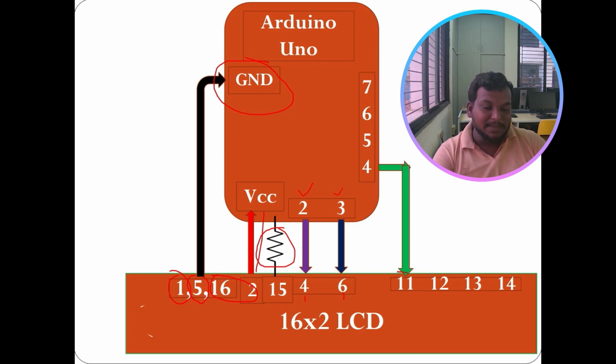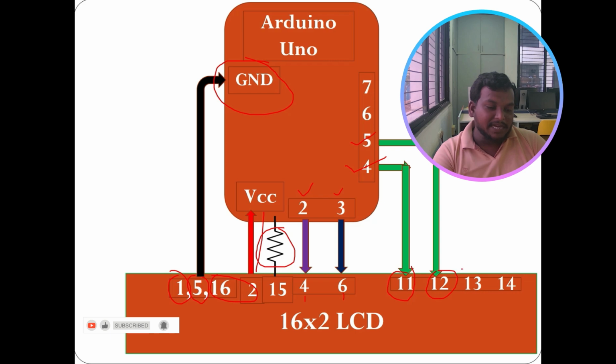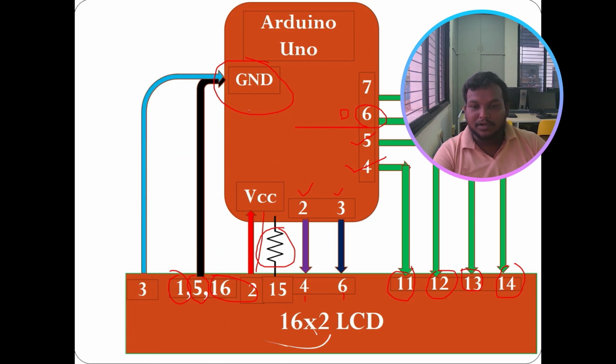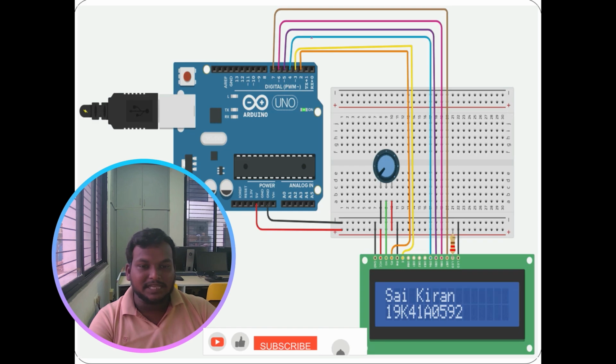So LCD pin number 11 is connected to 4, pin number 12 is connected to 5, and pin number 13 of the LCD is connected to digital pin 6 of the Arduino, and pin 14 is connected to pin 7 of the Arduino Uno, and pin number 3 is connected to ground again. Okay, this is the connection diagram. You can see, already discussed.